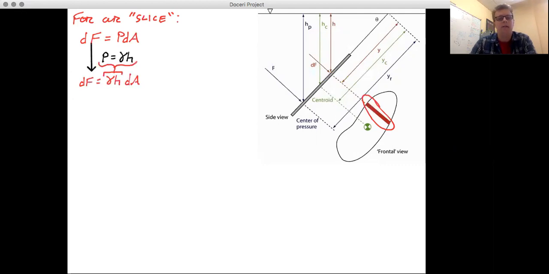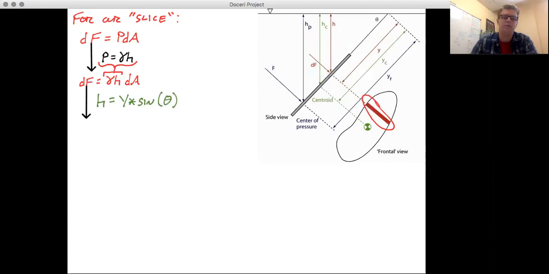Now from there, we learned that in hydrostatics, pressure can be expressed as the specific weight of the fluid, that's gamma, multiplied by the depth. In this case, we're using h to represent the depth below that liquid surface. So we can plug that in and update our equation here. Incremental force is equal to specific weight times depth times that area.